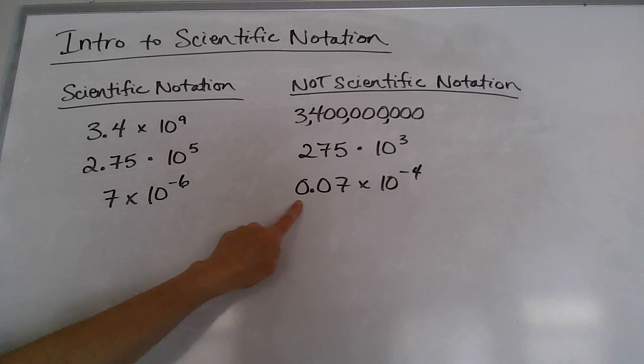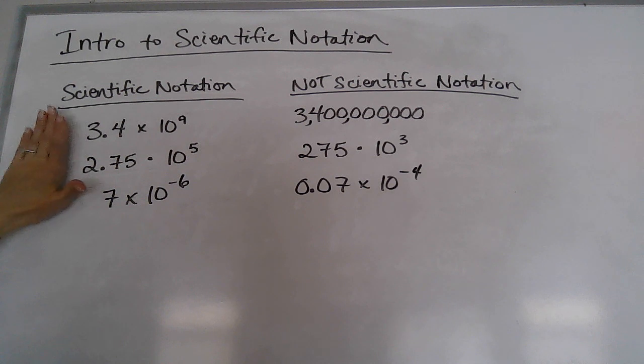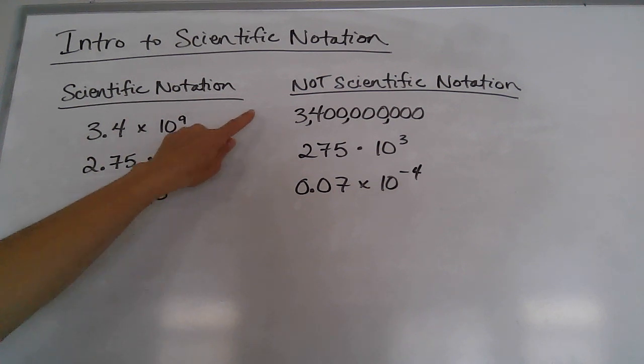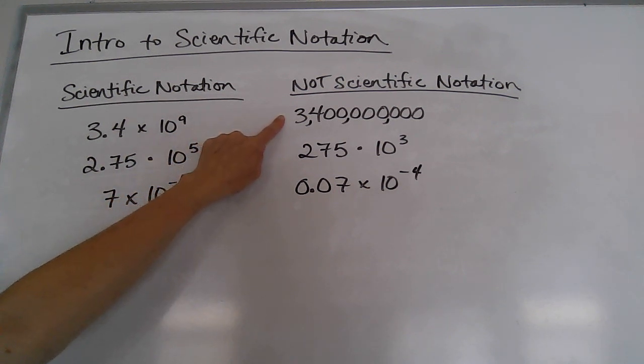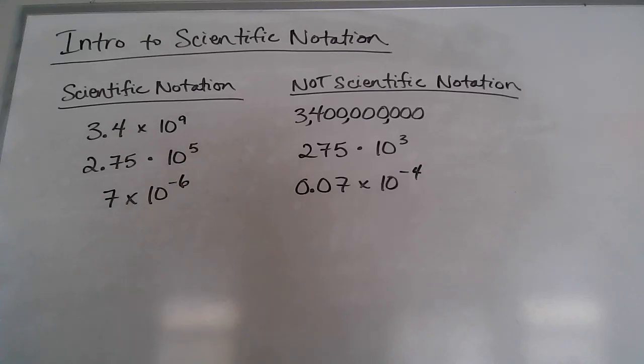But this one only has 1 digit to the left of the decimal, so why is it not in scientific notation? And the answer is because it's a 0. So with scientific notation, you can only have 1 digit to the left of the decimal, but it can't be 0. And you also express it as a power of 10. This number up here is in what we call standard form. Standard form being what we normally use when we talk about numbers.